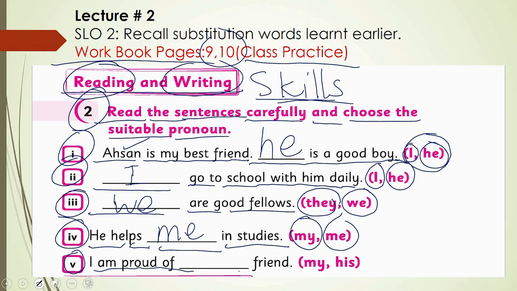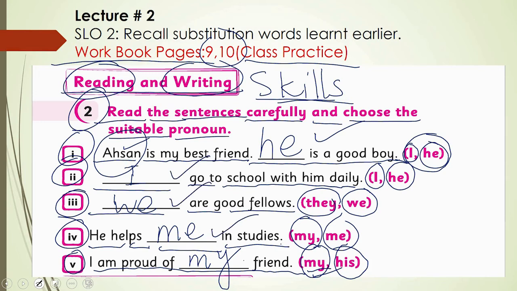I am proud of dash friend. I am proud of my friend or his friend. These sentences are about Essen. So I am telling about Essen. So I am proud of my friend. He, I, we, me, my. You can pause this video and check your work.